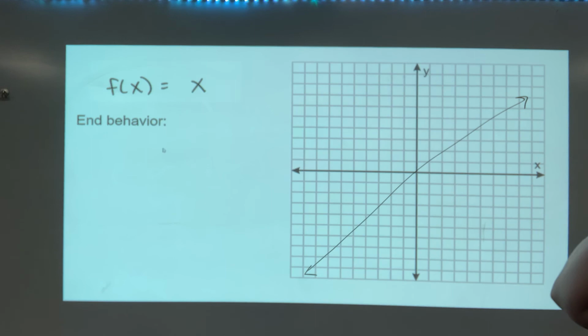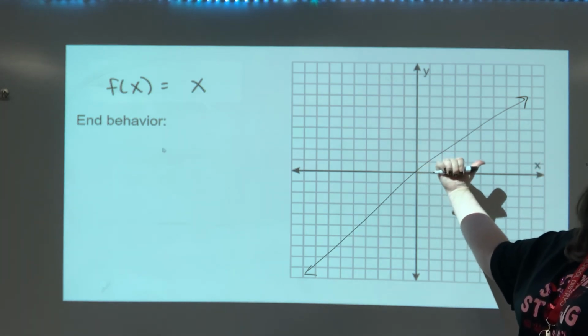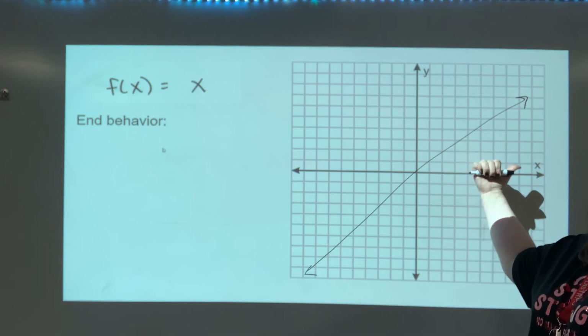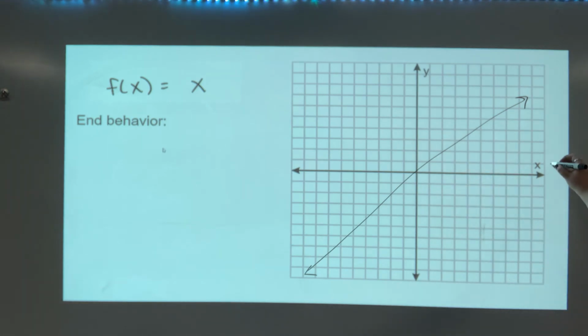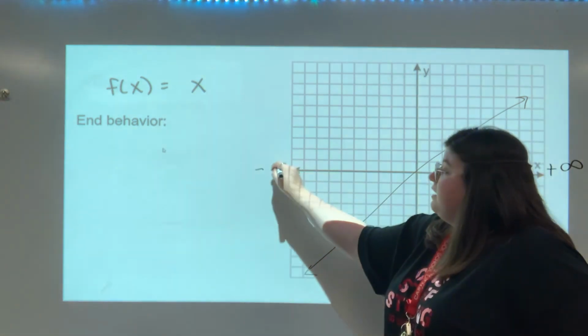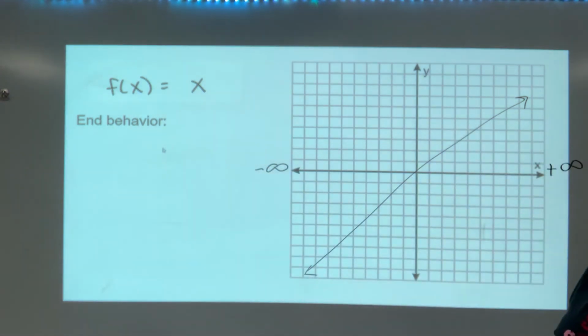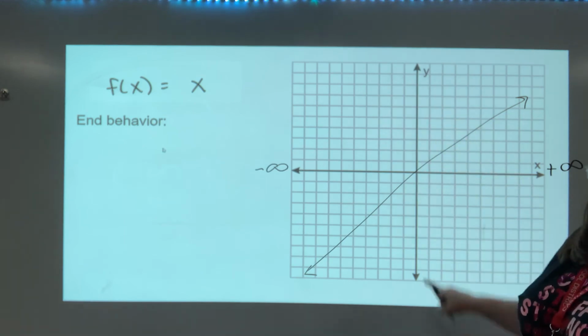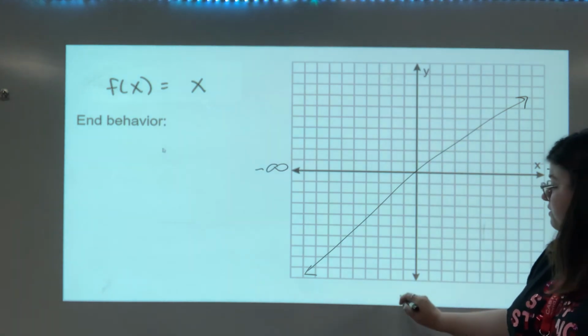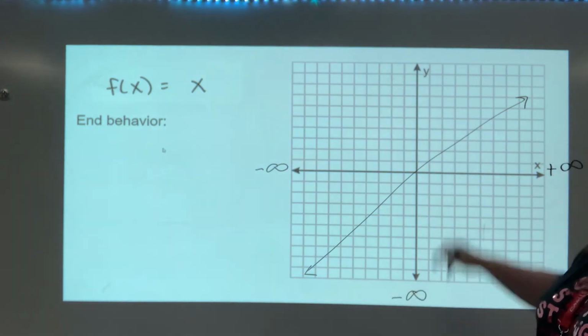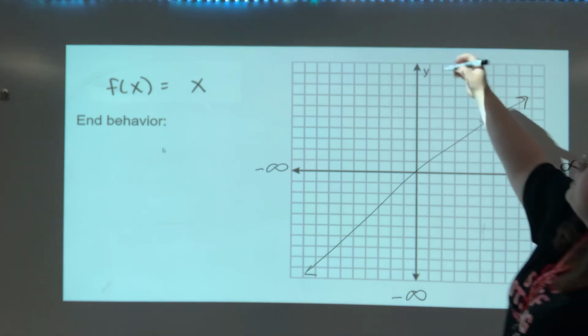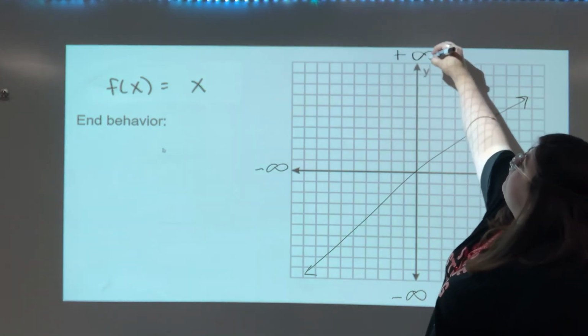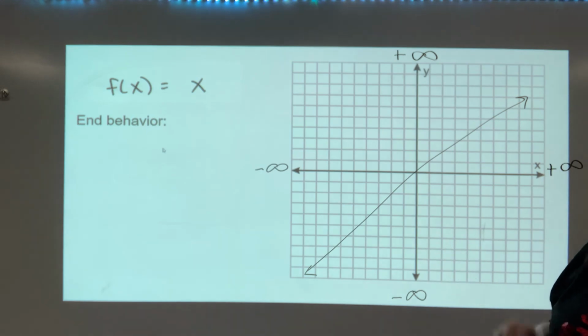All right. And if you want to imagine, as you're going this way towards positive infinity on your x-axis, here is positive infinity. Over here is negative infinity. On your y-axis, you've got negative infinity down here, and you have positive infinity at the top. All right, so let's get to the end behavior.